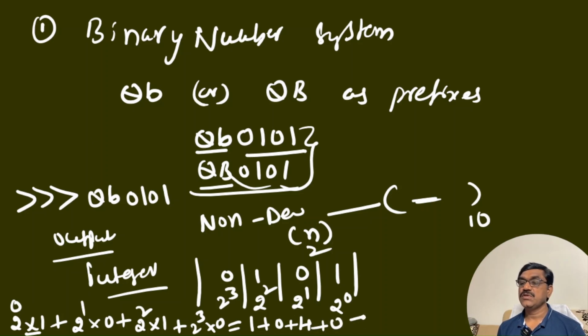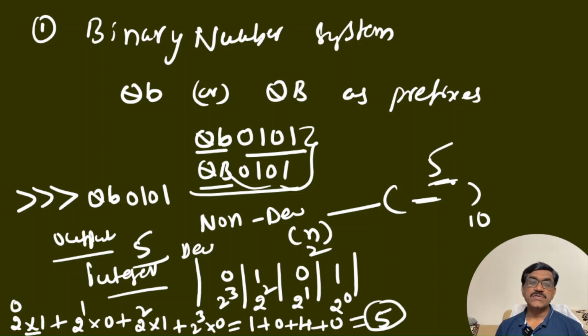So what is the value we are going to obtain? The value we obtain is 5. That means when we write 0b0101, the output we get is 5. 5 is what type of value? A decimal value. That means internally we are converting the binary number into a decimal value, which is 5. This is the way of representing an integer in the form of binary. This is the first case.